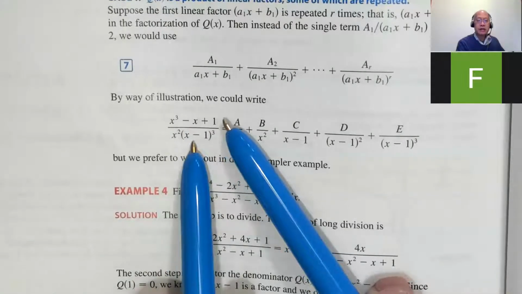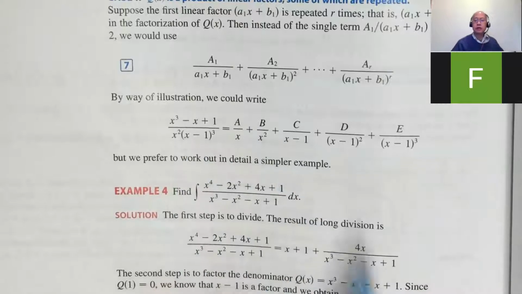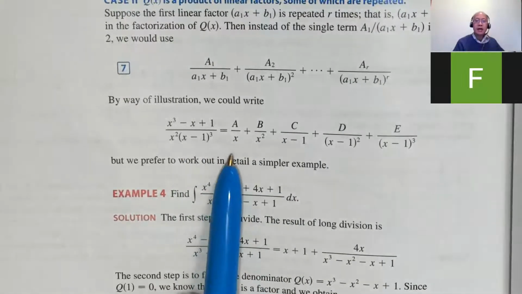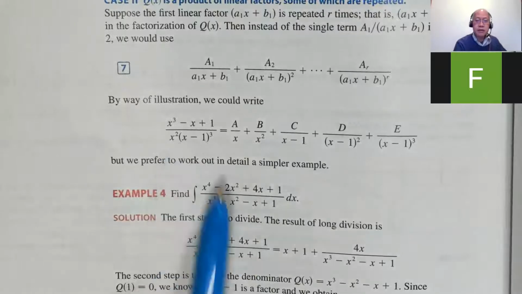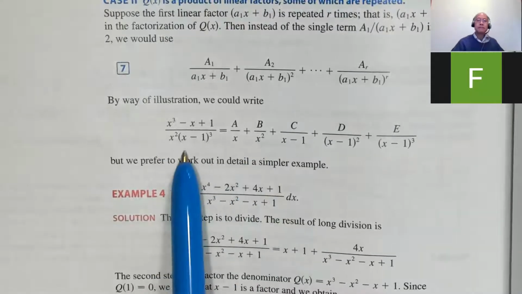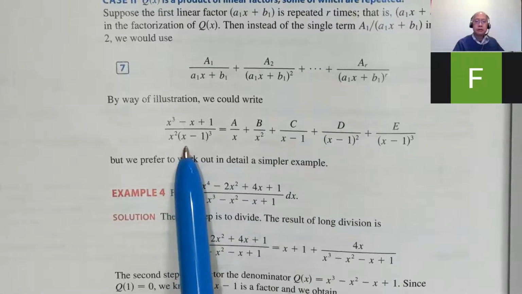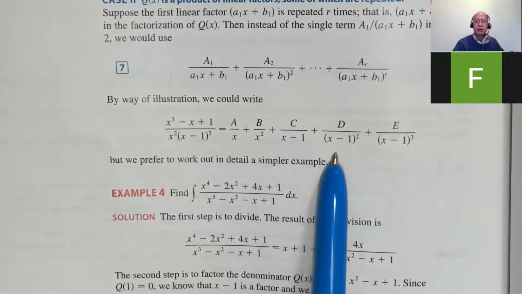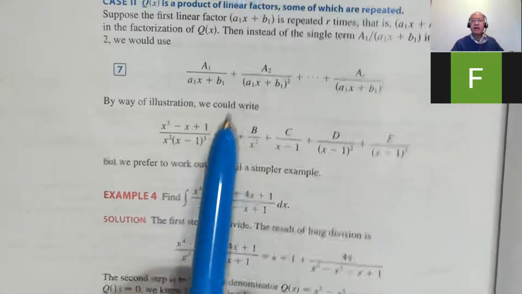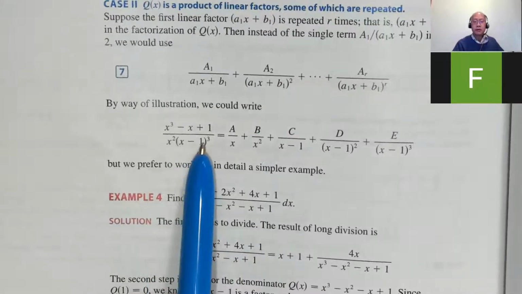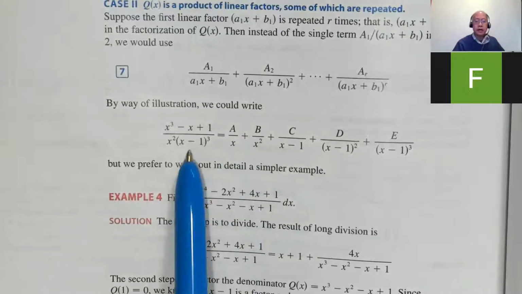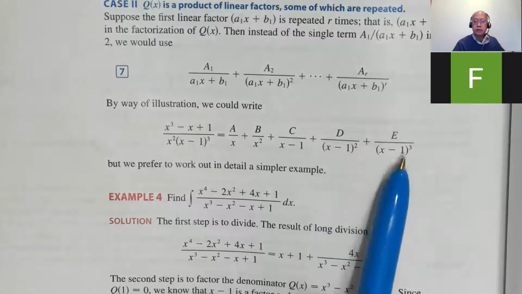X squared, x minus 1 cubed. Okay? So look at what they do. And again, you can put this on your cheat sheet if you want. All right? You see x squared, x squared. X minus 1 cubed. X minus 1, x minus 1 squared, x minus 1 cubed, right? So if you have a repeated factor, you start at the bottom and work your way up. So 1, 2, x minus 1 cubed, 1, 2, 3.